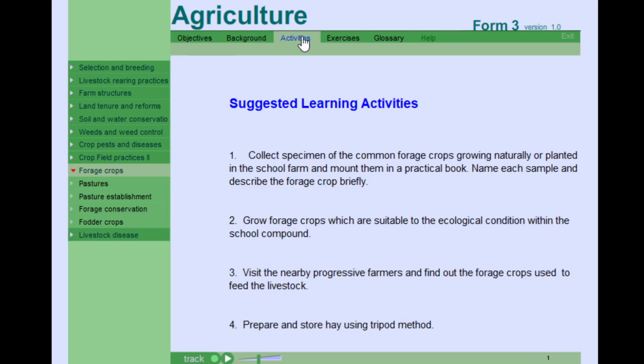Background. Suggested learning activities. Collect specimen of the common forage crops growing naturally or planted in the school farm and mount them in a practical book. Name each sample and describe the forage crop briefly. Grow forage crops which are suitable to the ecological condition within the school compound. Visit the nearby progressive farmers and find out the forage crops used to feed the livestock. Prepare and store hay using tripod method.